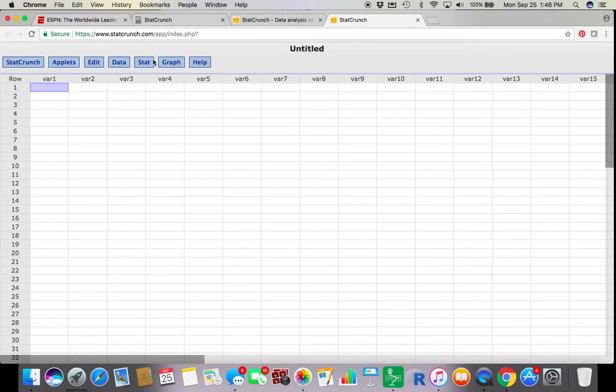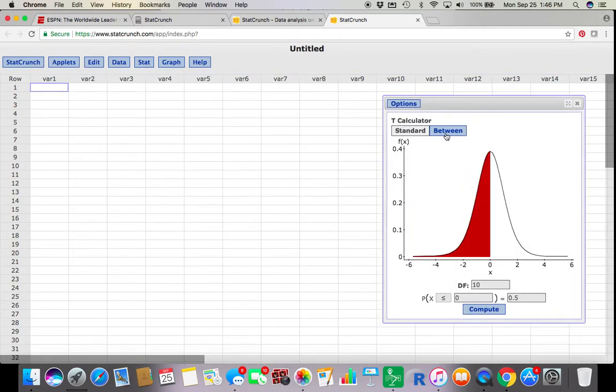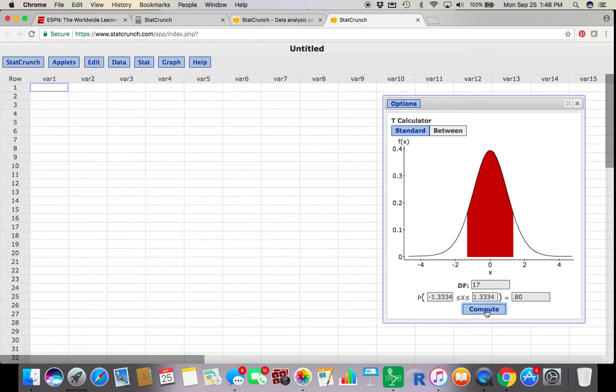All right, so as we've done before, I go to stat and I go to calculator and I get down to t, because we're dealing with the t distribution. I need to select between. My degrees of freedom are 17 since my sample size is 18, and I need the area between to be 0.80. So guys, the correct answer here, just looking at the positive, would be 1.3334, the positive critical value for an 80% confidence interval.